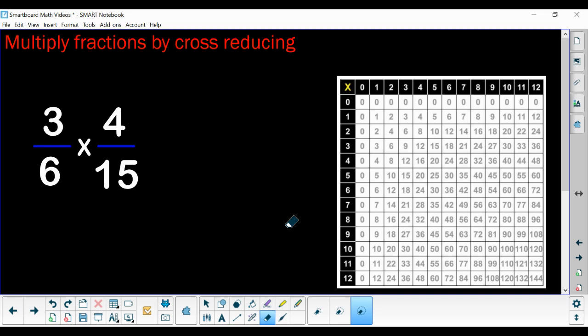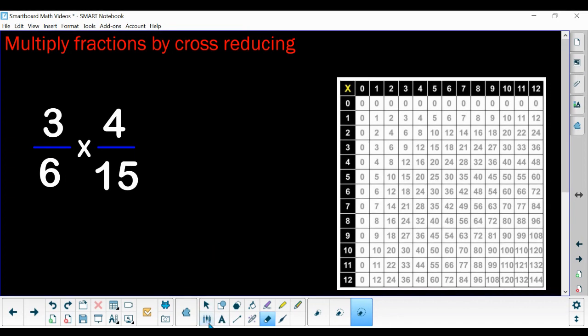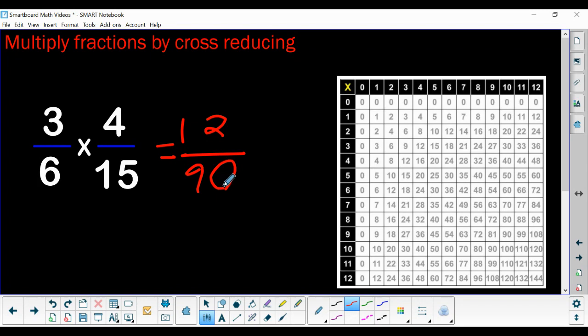Here's another example of multiplying, again with cross-reducing. So first, let's start off with, see if we can cross-reduce. You could just jump in and start multiplying if you wanted to. 3 times 4, that gives us 12. 6 times 5 gives us 90, all right?